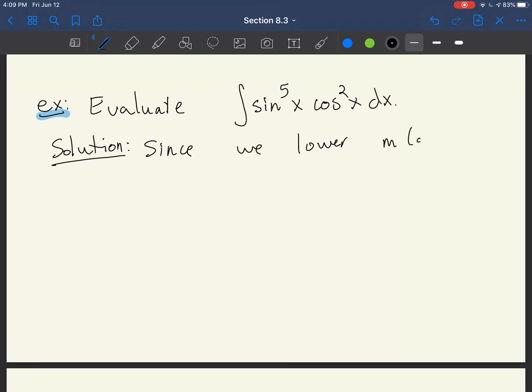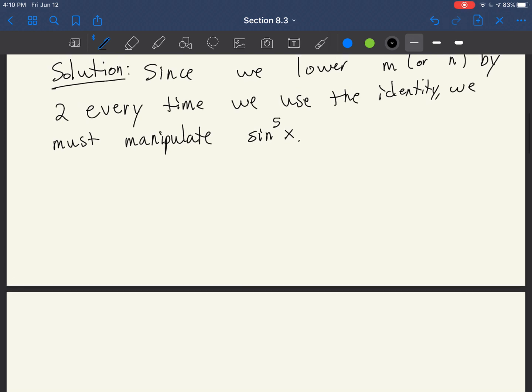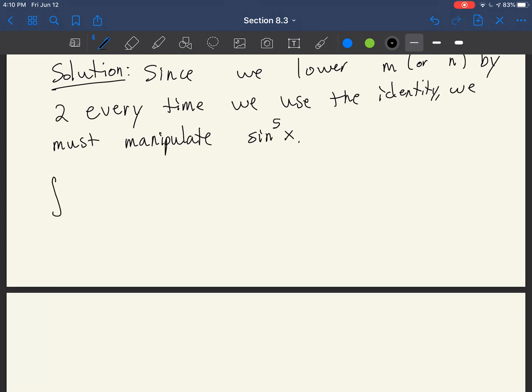So since we lower m or n by 2 every time we use the identity, we must manipulate sine to the 5th x. Okay, so let's do that.